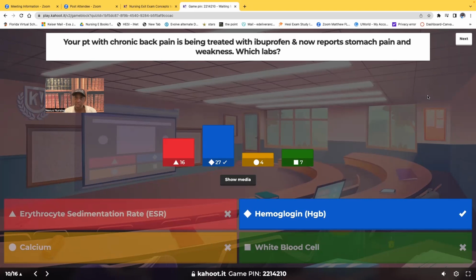So we're going to be looking at the red blood cells. We're going to be looking at the H&H. We're going to be looking at the hemoglobin. We want to see the hematocrit. Hemoglobin is the correct answer.